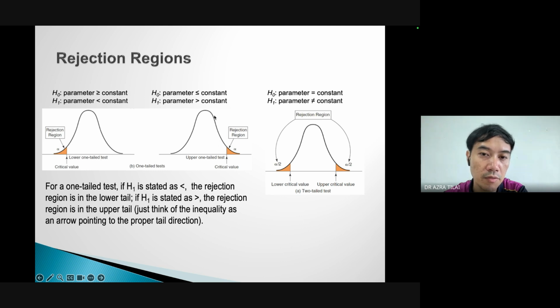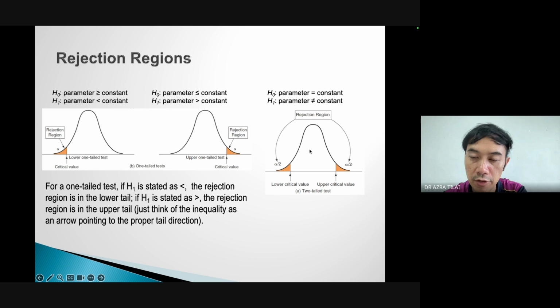And if you look at the alternative hypothesis and the arrow is pointing towards the right-hand side, then you also draw it and shade it on the right-hand side. Meanwhile, for a two-tailed test hypothesis, you shade both. Okay, so both of these.